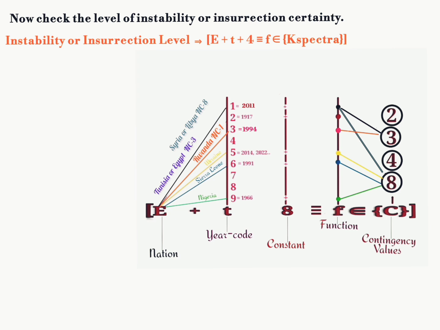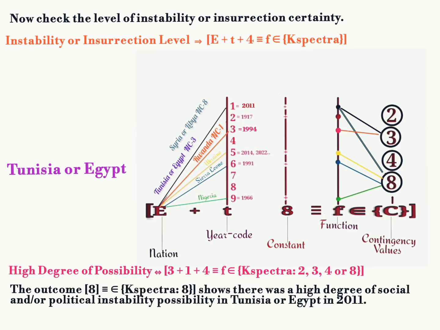Now check the level of instability or insurrection certainty. Instability or insurrection level implies E plus T plus 4 is defined as F element of K spectra. Tunisia or Egypt. High degree of possibility if and only if 3 plus 1 plus 4 is defined as F element of K spectra, 2, 3, 4, or 8.